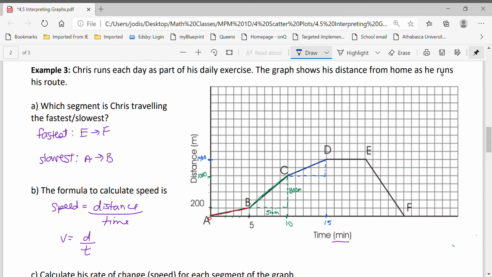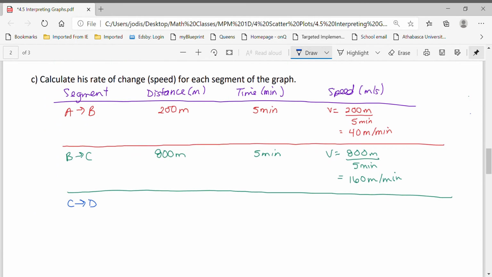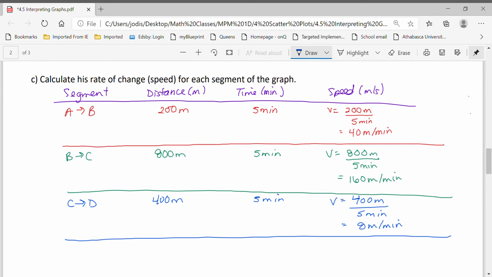All right, so again, we're going to compare. For this C to D, we just went this distance. We went from 1,000 to 1,400, so we went 400 meters. In our time, we went from 10 to 15, so just 5 minutes. Let's fill this in on our chart. We had 400 meters and 5 minutes. So V equals 400 meters over 5 minutes, and we get 80 meters per minute. Oops, I forgot my 0 in 80. 80. Okay.